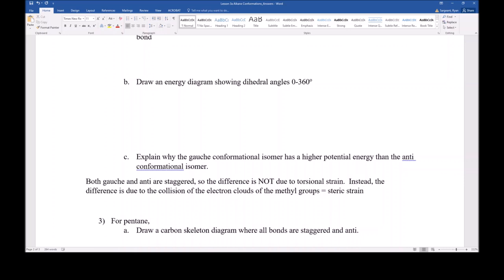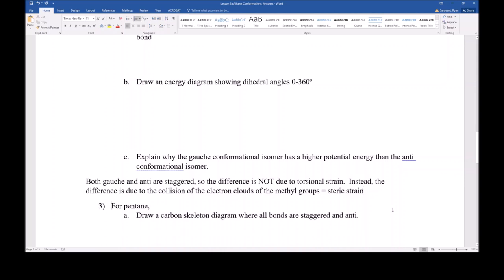And the two types of strain. Torsional strain occurs whenever it's not perfectly staggered. So eclipsed is when the torsional strain is very high. And then steric strain is essentially everything else. Anytime electron density runs into something, but it's not eclipsed, then you have some type of steric strain.